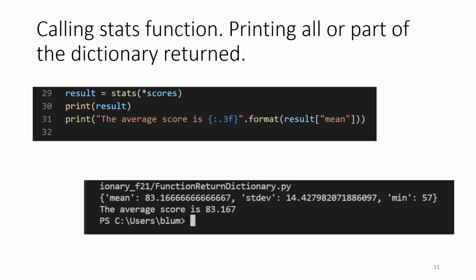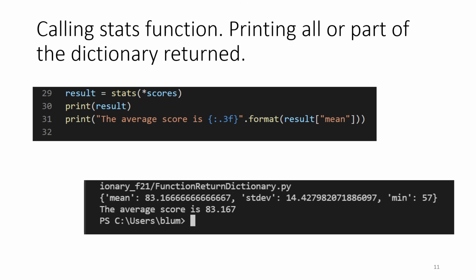In line 29, we are calling our stats function and sending it our list of scores. Remember the way we defined it, it was expecting a bunch of individual scores, and so we call it with star scores to sort of match that. And then stats is creating this dictionary with 3 parts, 3 key value pairs, and that is being assigned to what we called result. In 30, we are printing result, so we see in the printout the curly bracket and then the 3 key value pairs.